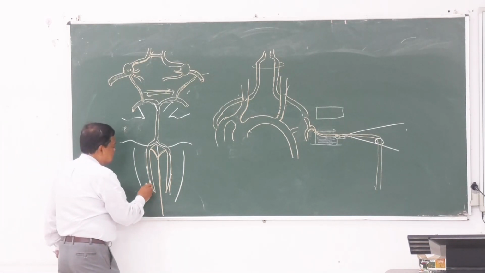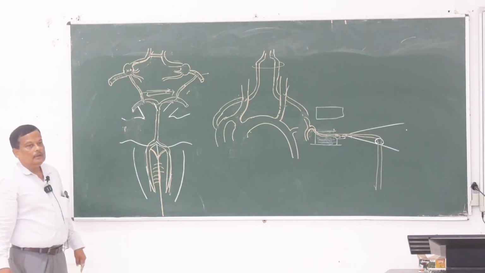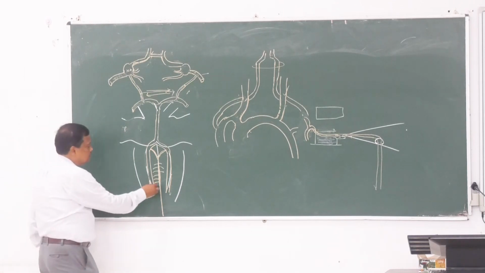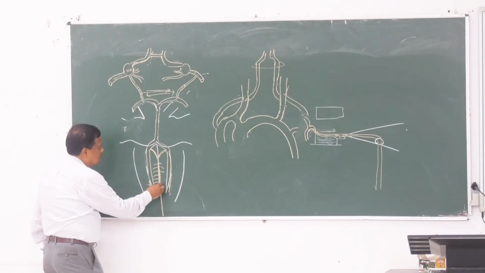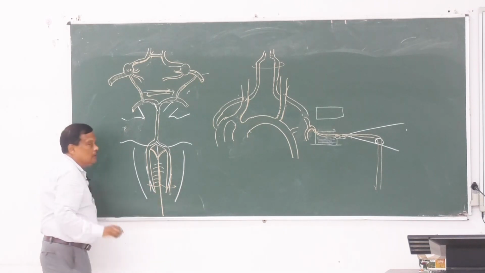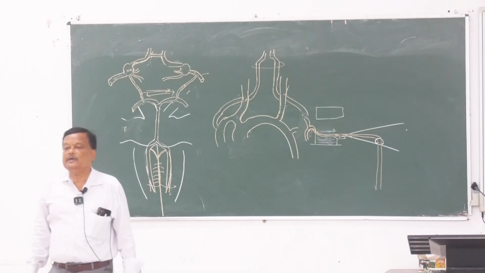It also gives some medullary branches to supply the medulla oblongata, multiple medullary branches. It also gives meningeal branches to supply the meninges, dura mater and arachnoid of the posterior cranial fossa.